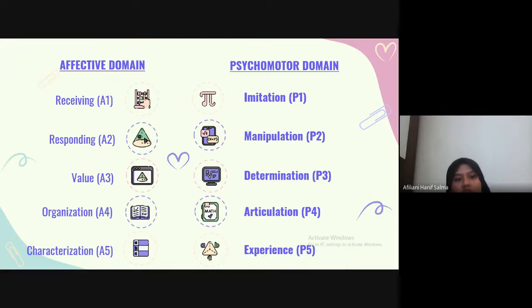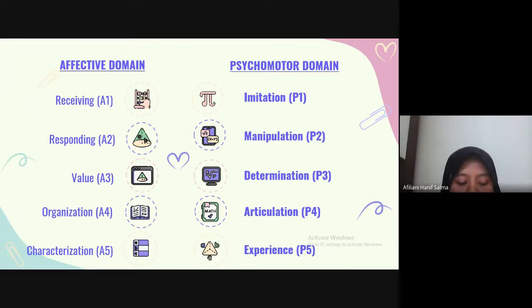The third is value, or we can call it A3. This refers to the value or importance we attach to a certain object or event, with reactions such as accepting, rejecting, or being committed. For example, proposing corporate social responsibility activities in accordance with privilege value and company commitments.